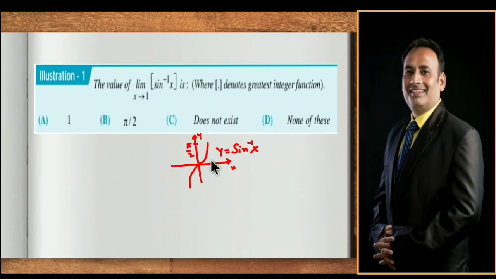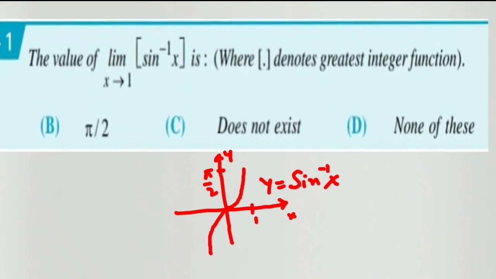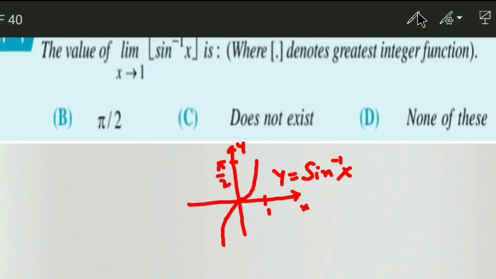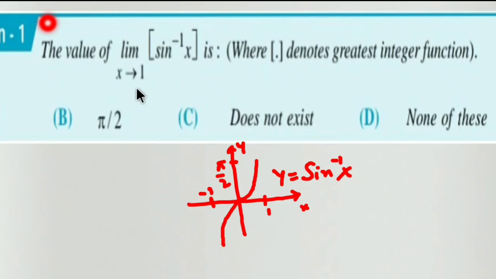So the graph of sine inverse x is like this. Here we see the graph of sine inverse x, and the domain of sine inverse x lies between -1 to +1. Here it is asking the limit at x equal to 1. Whenever the limit has been asked on any value for any function, we don't have to bother about x equal to 1 itself. We have to go from left towards and then from right towards. So it means we have to approach from left or right.